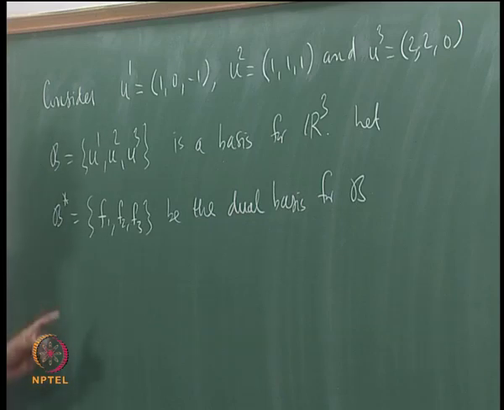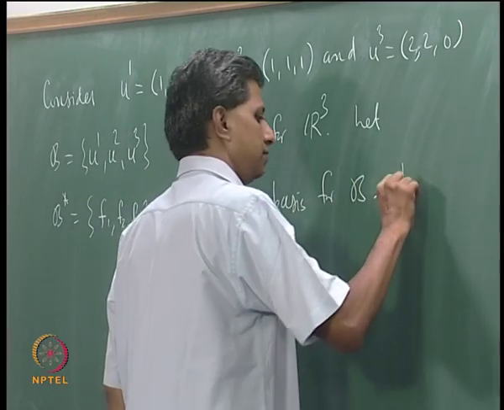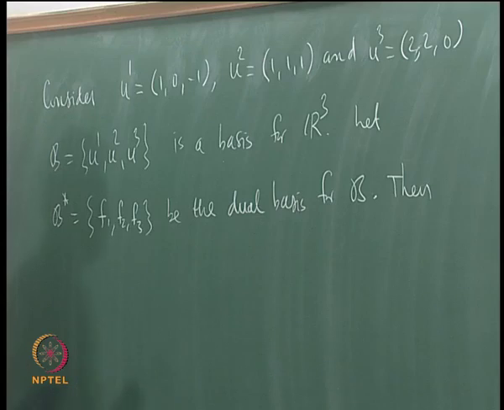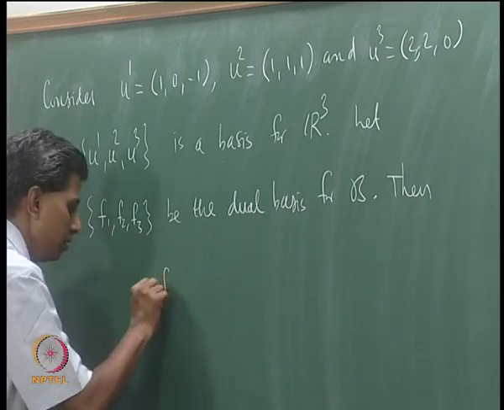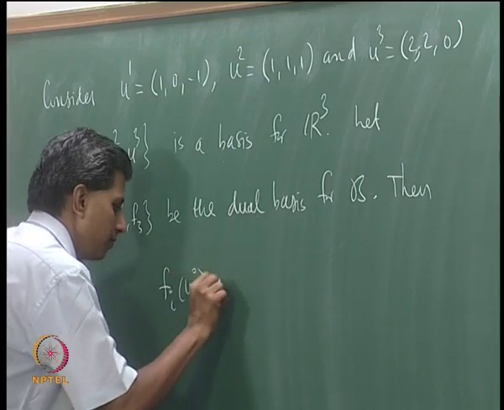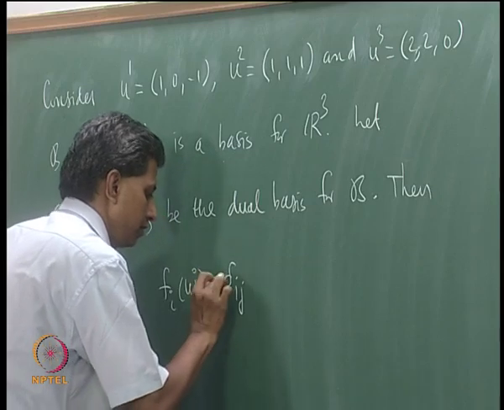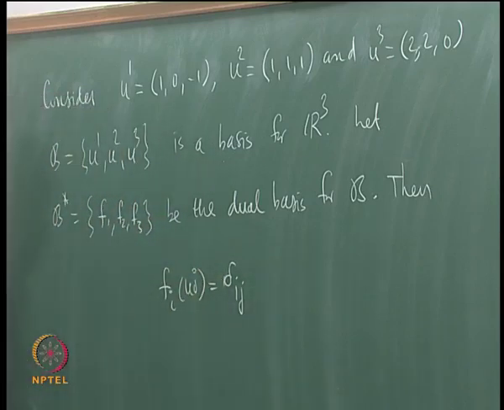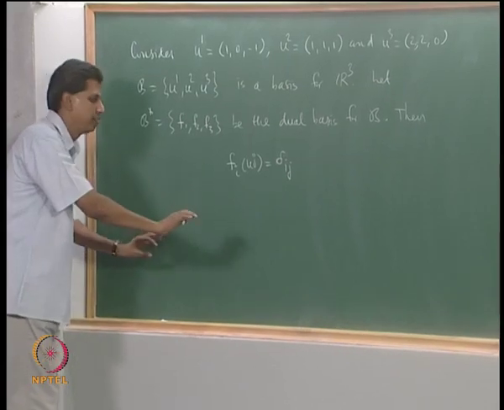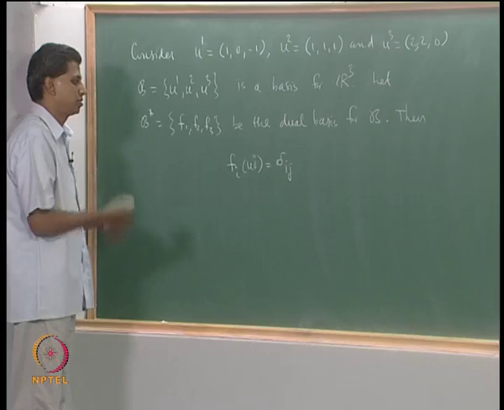Then we know that by definition these 9 equations must be satisfied by these 3 functionals: Fi of uj equals delta ij, where i and j vary from 1 to 3. Using these equations we will determine these functionals. This is where what we learnt for solving systems of equations will come in handy. What are the equations that we need to solve? Let me write it in full, then write the compressed form, and then use what we learnt earlier.